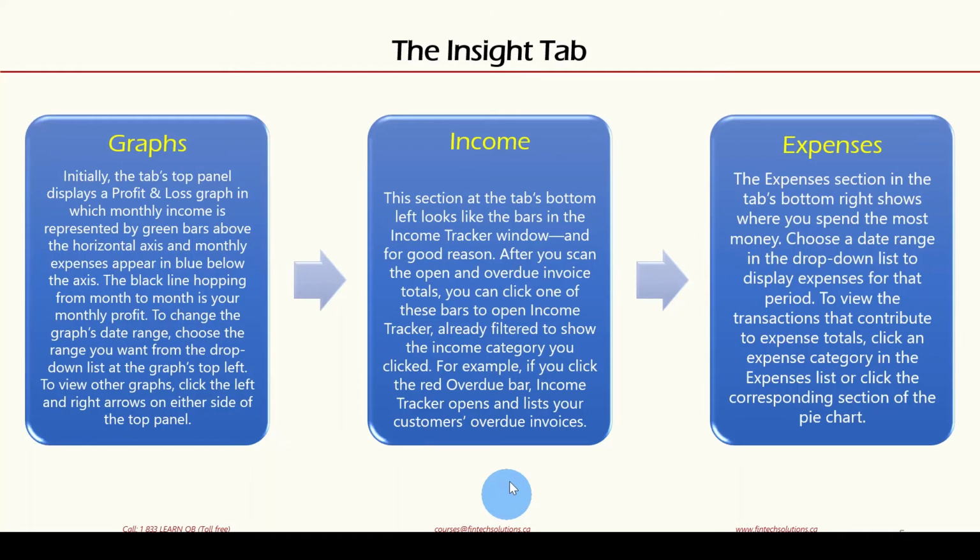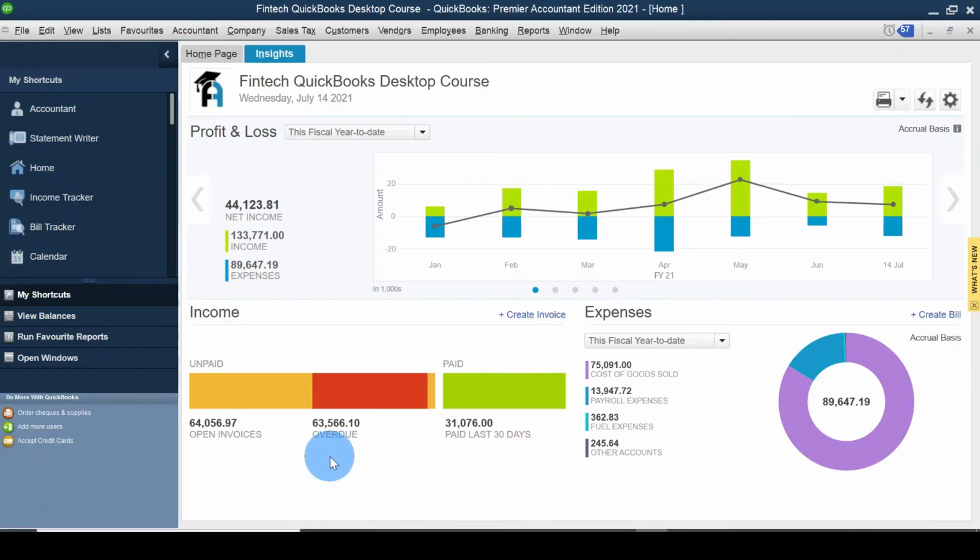Right, so let's look at the second section that is a part of Insights tab, which is called Income. This section at the tab's bottom left looks like the bars in the income tracker window, and for good reason. After you scan the open and overdue invoice totals, you can click one of these bars to open Income Tracker, already filtered to show the income category you clicked. For example, if you click the red overdue bar, Income Tracker opens and lists your customers' overdue invoices. Right, let's see in QuickBooks.